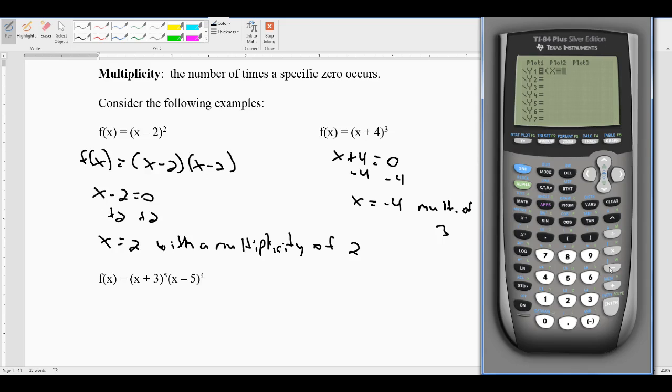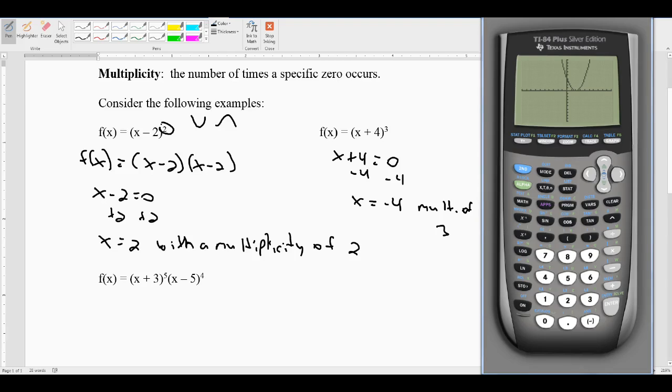Now x minus 2 squared is a parabola. It's like a touch and go. It hits the x-axis and takes off again. So this is for even: if you see an even exponent, because that represents the multiplicity, the graph will look something like that. You can change it to x minus 2 to the fourth if you want to, and see, it looks similar. Now let's look at x plus 4 cubed.